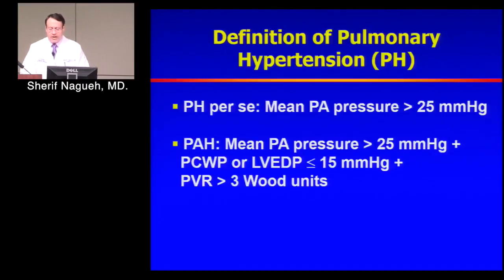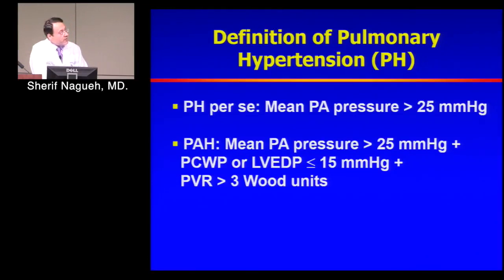So now pulmonary hypertension. Pulmonary hypertension in the cath lab is not defined by PA systolic pressure. It is defined by mean PA pressure. And it's a pressure that exceeds 25 millimeters mercury. If you want to define pulmonary arterial hypertension, or we can say pulmonary hypertension not due to a cardiac etiology, you want to confirm that there is pulmonary hypertension, so more than 25.